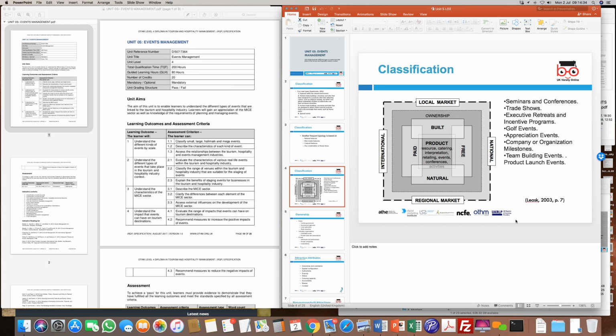Now, because we have started to look at events from a point of view of generating revenue and business within this sector, hospitality and tourism, what we've done is split them out into whether these events could be the four types, but also on the basis of whether they're happening locally or regionally. There could be a number of events which could be synchronized.